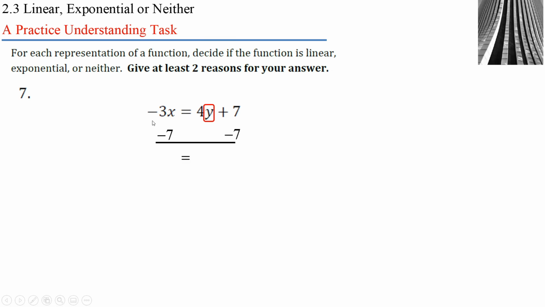And on the left, we would have negative 3x plus negative 7, or negative 3x minus 7. And on the right, we have 4y's, and the 7 and the negative 7 cancel each other out, so just 4y's. Now, we're still solving for this y, so we're thinking, what undoes multiplication? Let's divide both sides by 4.